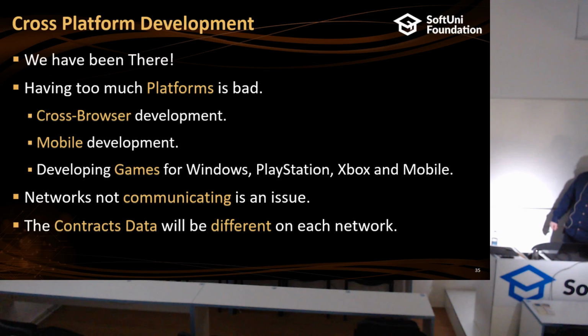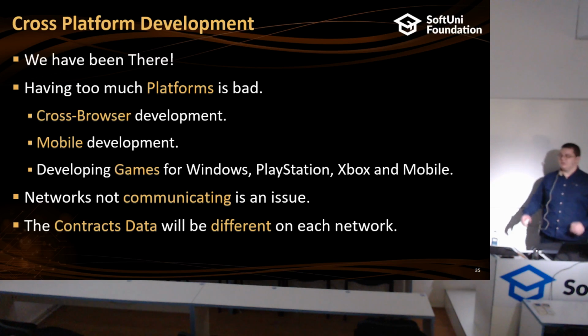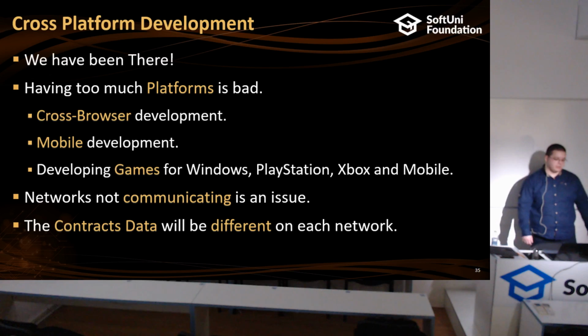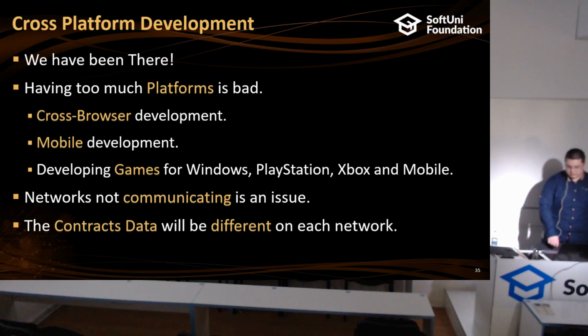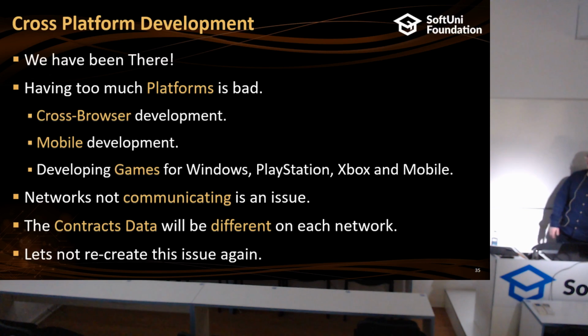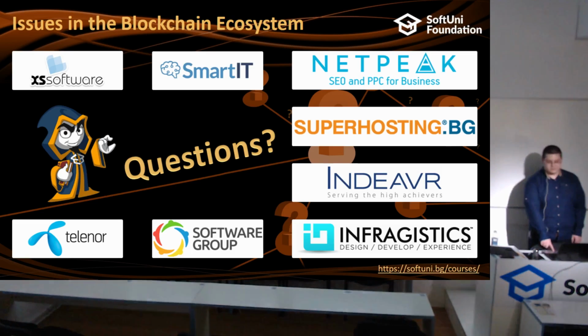And there's something else that makes this case even worse, and that is because the actual contract data lives only on the network that the contract is on. So if we go back to cross-browser development, it is basically just fixing the screen on different browsers, but your database is the same, your backend is the same, so it's very easy. But here our contract data will be different, so basically our database will be different on each network, and this will be very, very painful. So we need to find a way for either the networks to communicate with each other, or we need to find a standard for smart contracts, so you will be able to run your contract on 20 different networks without doing extra work for each of them or changing your code. So lastly, let's not recreate this issue again, please. And this is pretty much the talk.